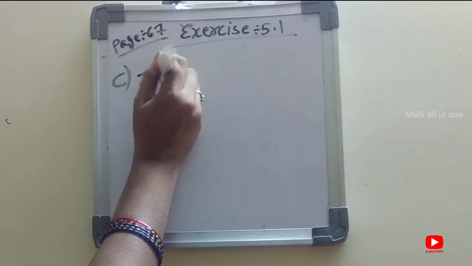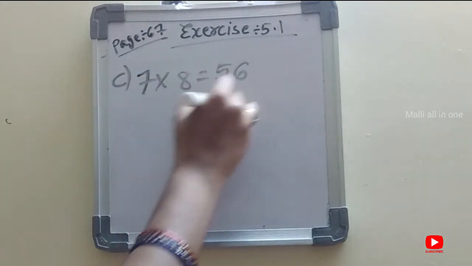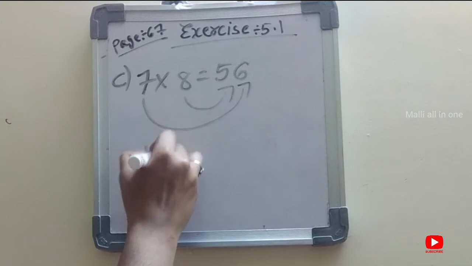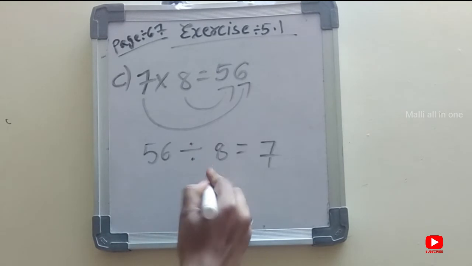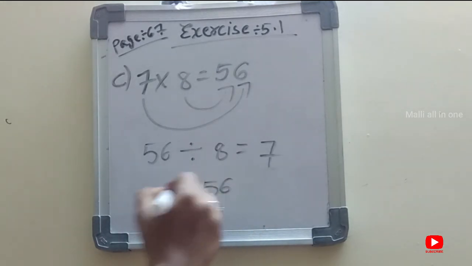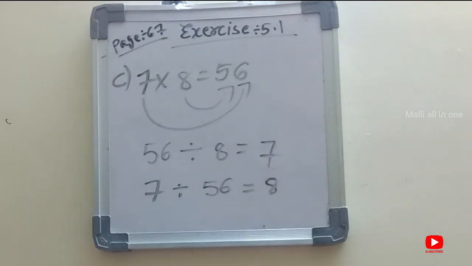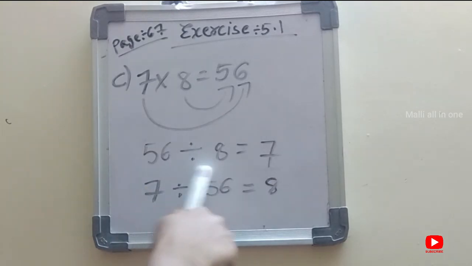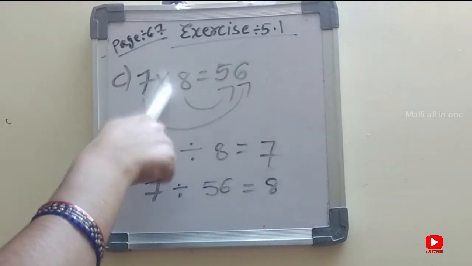Now see sum. 7 into 8 equals 56. This is a multiplication fact. We have to write this as a division fact. Now 56 divided by 8 equals 7. Or you can write 56 on this side also, no problem. Okay. 56 divided by 7 equals 8. Like that. This is also a division fact. When you have to find out the division fact or multiplication fact, we have to observe this symbol, this symbol must and should. If we keep this symbol, this is a division fact. If you keep this symbol, this is a multiplication fact.